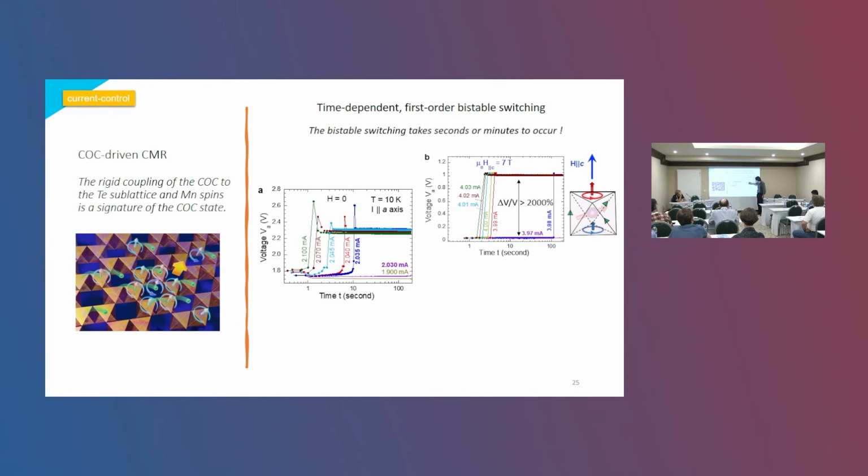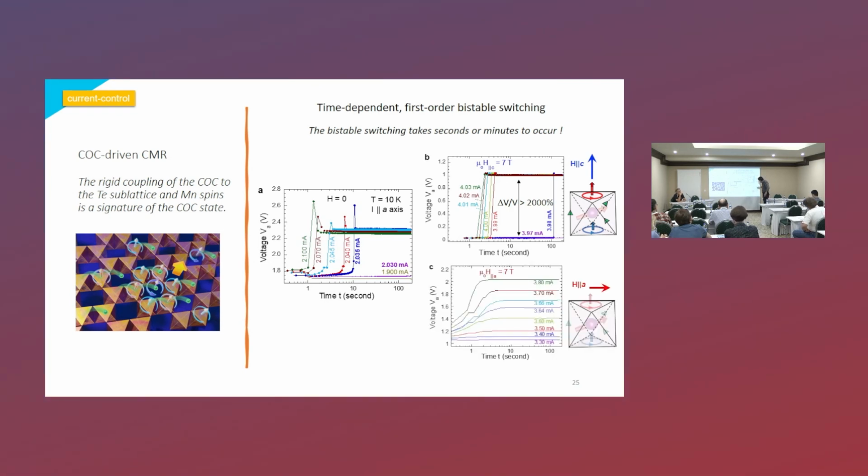This, for example, takes probably almost 2 minutes to happen. And then the jump is 2,000%. Okay, and the rest is similar to that. What I want to say here is that this happens only when the magnetic field is parallel to the C-axis. If you apply the magnetic field along the A-axis, which is the easy axis, then the behavior becomes more or less normal.